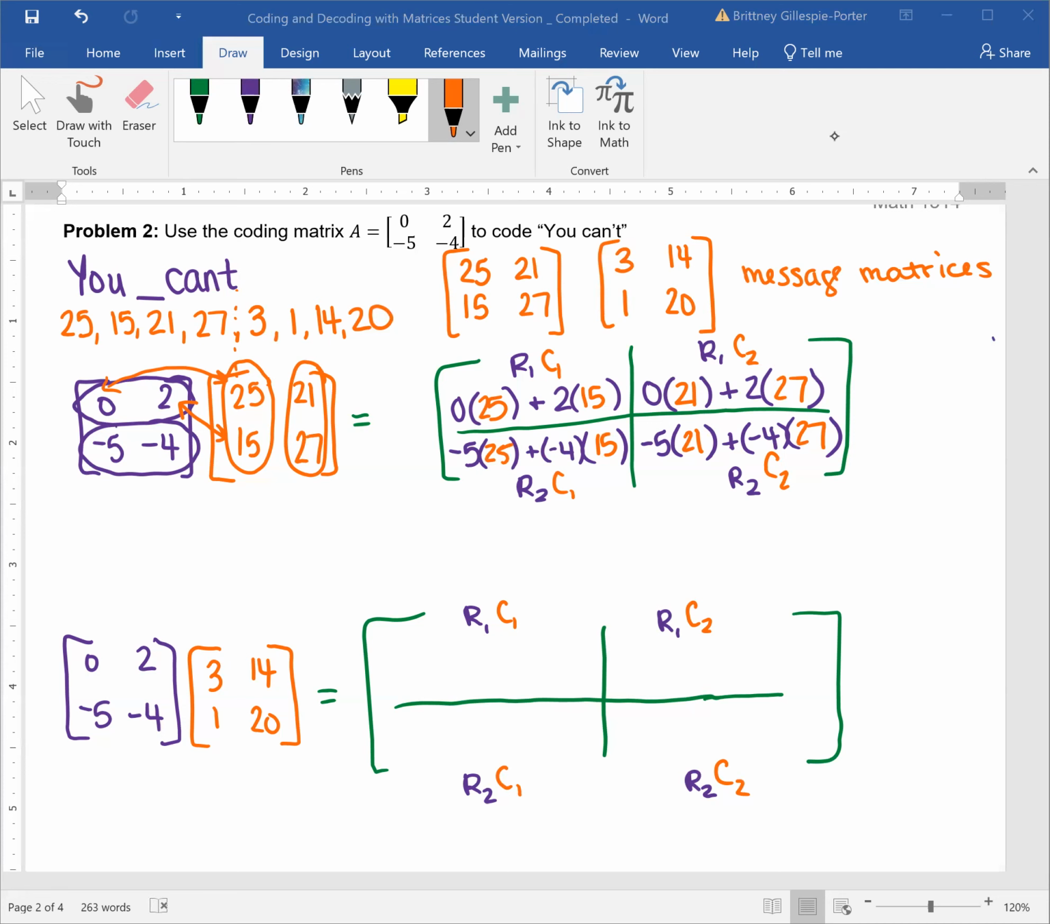With our matrices, remember that you're going to plug these in individually to get those answers. Top left corner, row 1, column 1, 0 times 25 plus 2 times 15 should get you 30. And if you keep going, top row finishes out with 54. Bottom row, we get a bit more extreme, -185 and -213. This is our first coded message matrix.